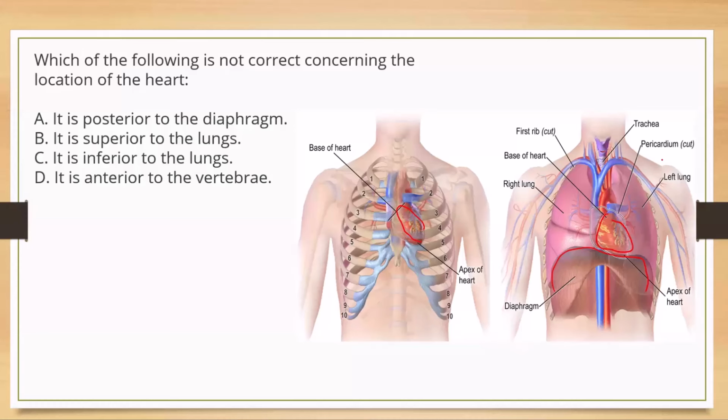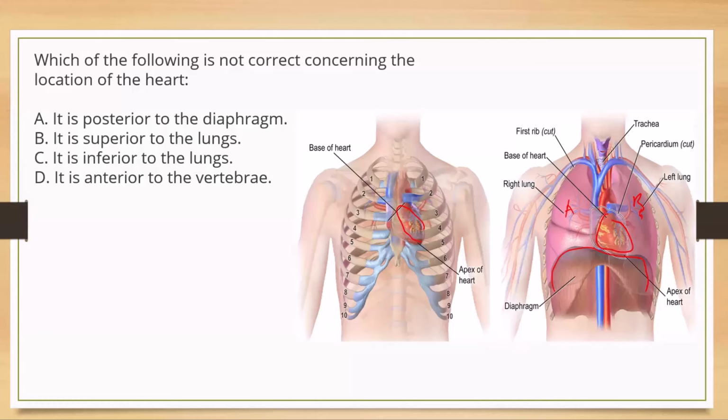So as you can see over here, these are the two lungs here and here. This is lung A, lung B, all right? This is where it is. So basically it is inferior, right? But more to the left side of the lungs. So that is how the heart is located in the body.